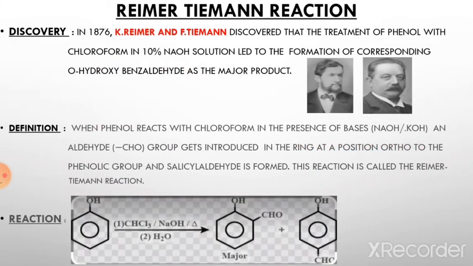Next here is the Reimer-Tiemann reaction. The discovery of this reaction in 1876: K. Reimer and F. Tiemann discovered that the treatment of phenol with chloroform in 10% NaOH solution leads to the formation of corresponding ortho-hydroxybenzaldehyde as a major product. You can see here the images of two scientists.